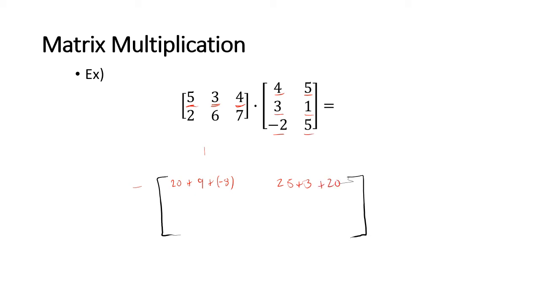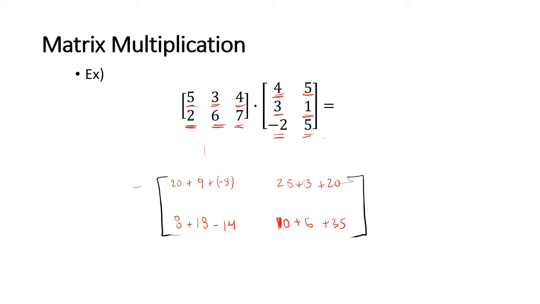Okay, then we're going to take, I should have done that in another color, oh well. Then we're going to take the 2 times the 4, and that's 8. Now the bottom row, left column, 6 times 3, that's 18, sorry. And then 7 times negative 2 is negative 14. And now bottom row, right column, so 2 and 5 is 10. 6 and 1 plus 6. 7 and 5 plus 35.